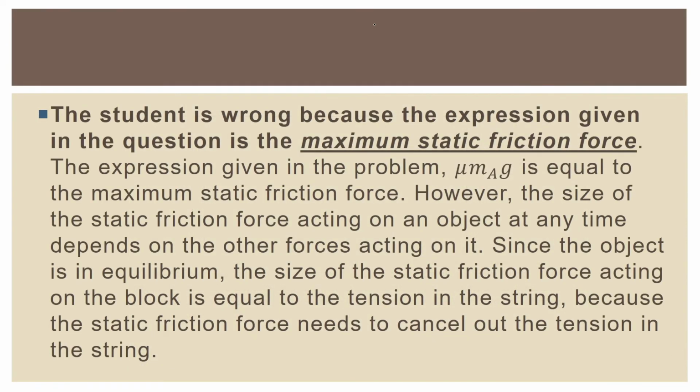The student is wrong because the expression given in the question is for the maximum static friction force. The expression given in the problem, mu MAG, is equal to the maximum static friction force. However, the size of the static friction force acting on an object at any time depends on the other forces acting on it. Since the object is in equilibrium, the size of the static friction force acting on the block is equal to the tension in the string, because the static friction force needs to cancel out the tension in the string. That's the idea. Take a second to pause this video here, write this down, adding any parts of this that may be missing from your own explanation, and when you hit play, we'll take a look at the scoring guide.